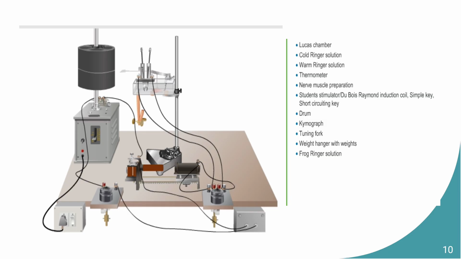Just like the simple muscle twitch curve experimental setup, we have the nerve muscle preparation, the Du Bois Raymond induction coil, simple key, short circuiting key, kymograph and the drum, and the tuning fork for time tracing. The extra instruments that we need in this setup are the Lucas chamber, cold ringer solution, warm ringer solution, and the thermometer. So these are the special things needed.